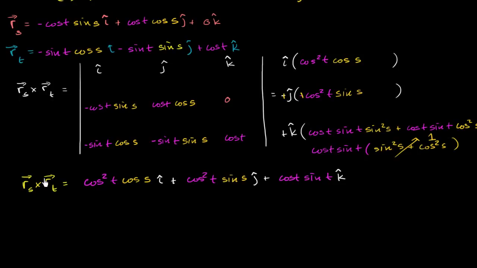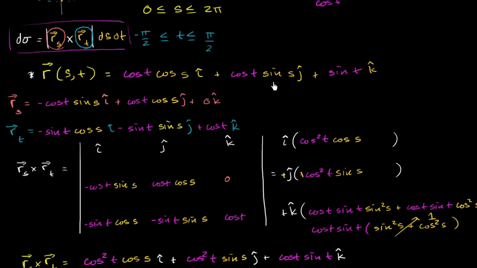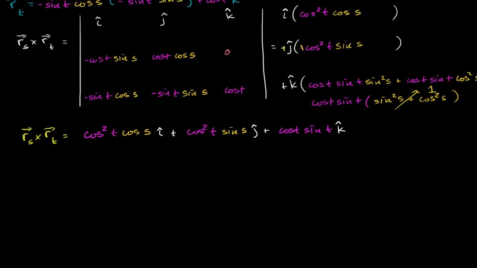We need to figure out the magnitude of this thing. Remember, d sigma simplified to the magnitude of this thing times ds dt. So let's figure out what the magnitude of that is. And this is really the home stretch. So I'm really crossing my fingers that I don't make any careless mistakes now. So the magnitude of all of this business is going to be equal to the square root, and I'm just going to have to square each of these terms and then add them up. The square root of the sum of the squares of each of those terms.